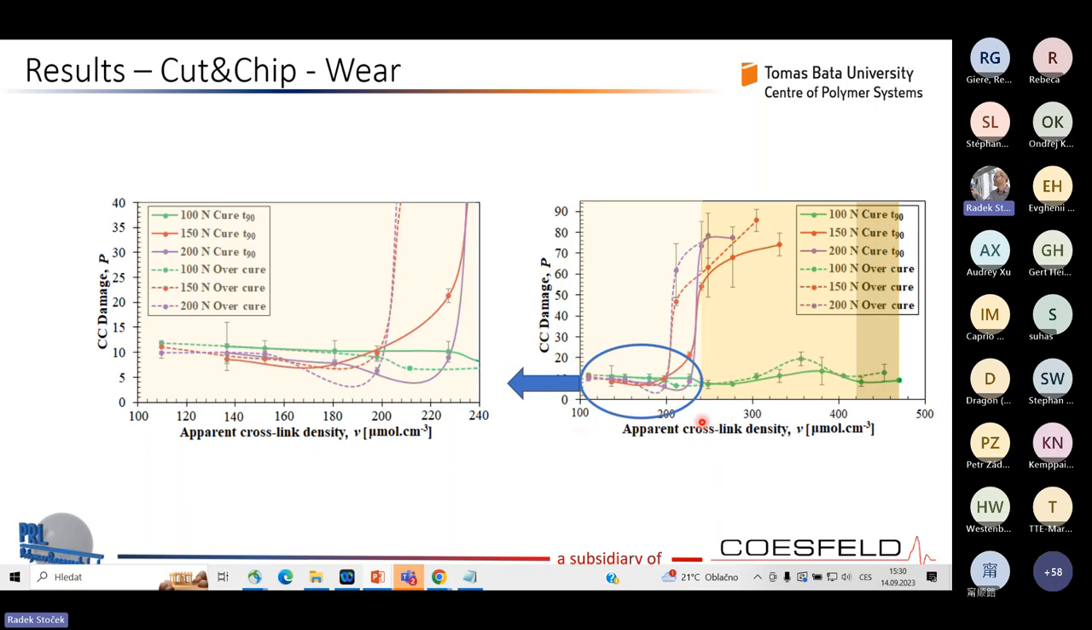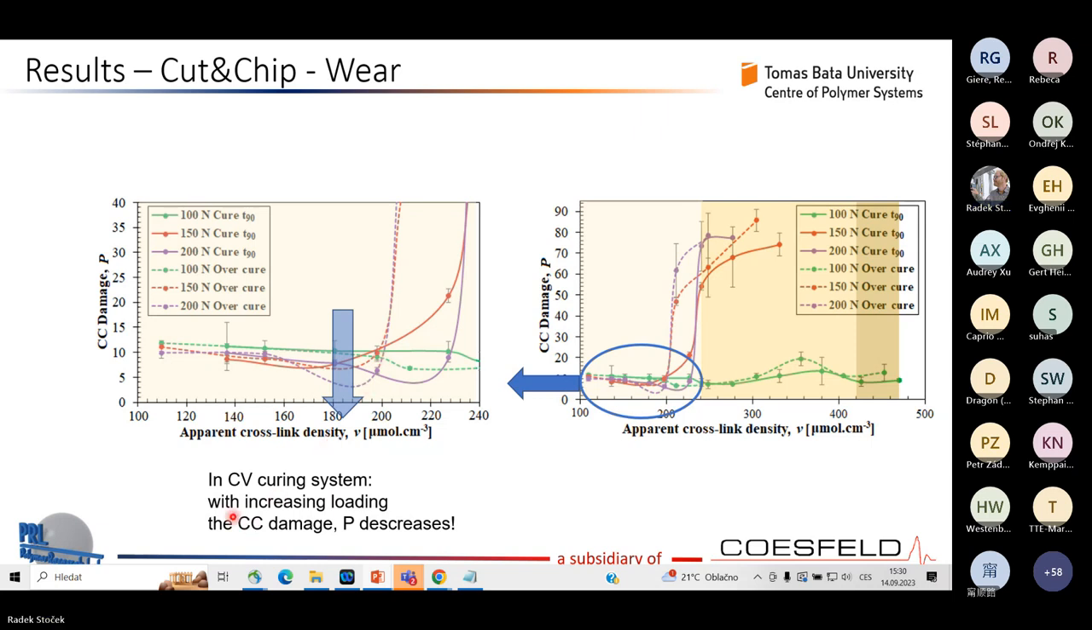This is a very interesting region, because what happens here is a slight increase in crosslink density within this region, up to 200 micromoles per cubic centimeter. With increasing loading, the CC damage P parameter decreases. That is the amazing point. With increased loading, where we would expect larger damage, this is not the case. It decreases. The damage is lower.